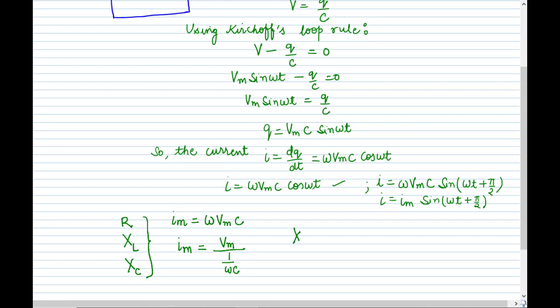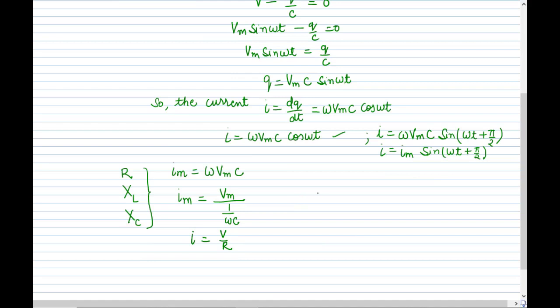So what is the value of capacitive resistance? Simply compare it with I is equal to V upon R. So R is equal to 1 upon omega C. But here it is not R, it is capacitive resistance. So XC is equal to 1 upon omega C, and we call it as capacitive resistance. Right? Because here it is playing the role of a resistance, so we call it as a capacitive resistance.